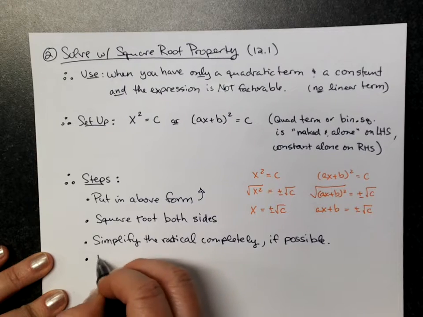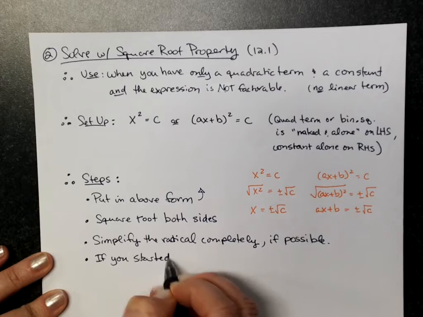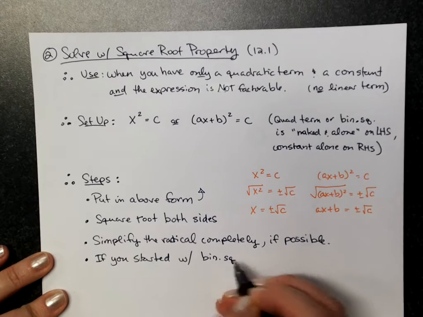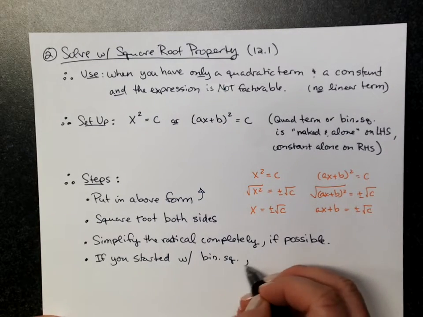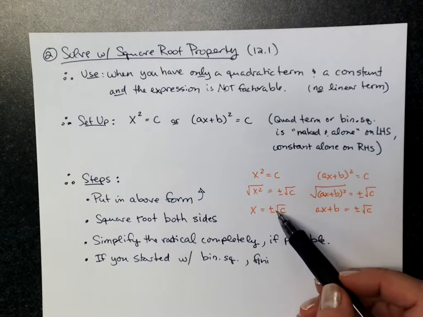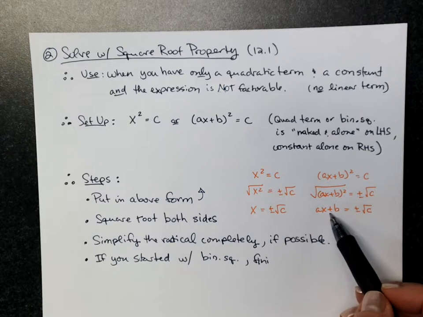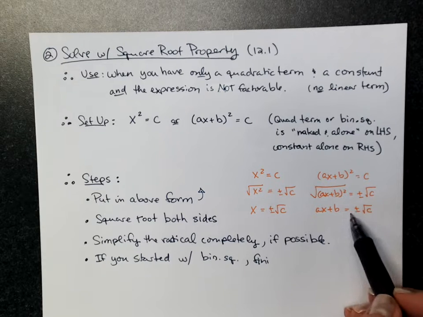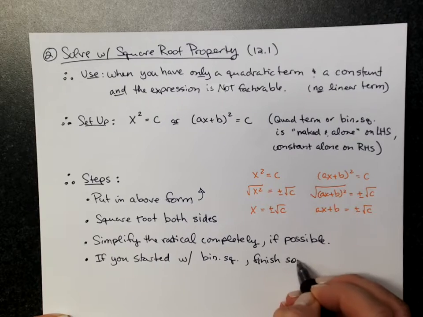And then finally, if you started with a binomial squared, using the second version here, then you have to finish solving for x. Here, if you start with just a naked x squared on the left, then you simplify the radical and you're done because you already solved for x. If you start with the binomial squared, after you simplify the radical, you'll have to finish solving for x. You'll have to add the opposite of b to the other side and then divide away the a. So finish solving for x.